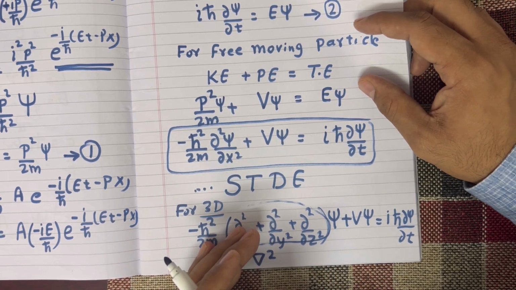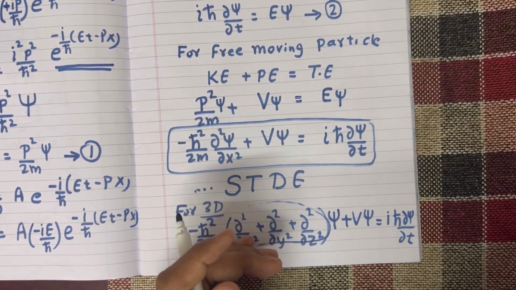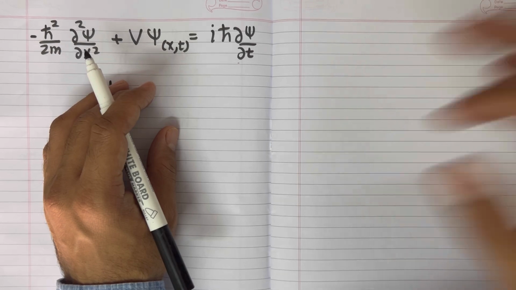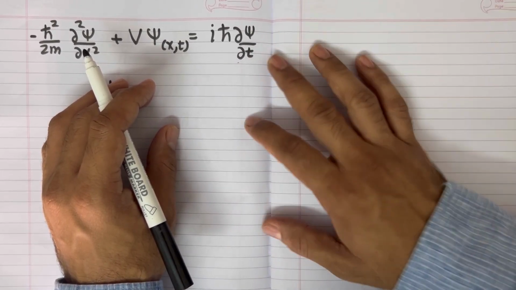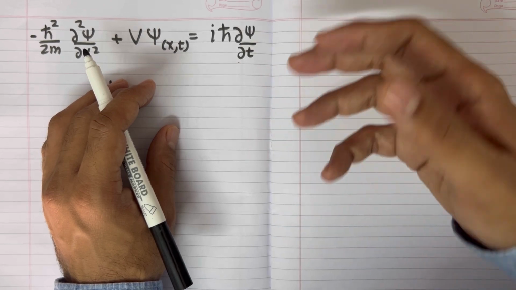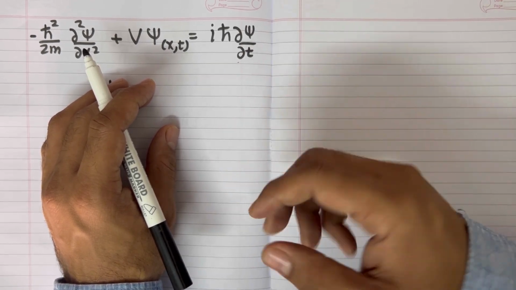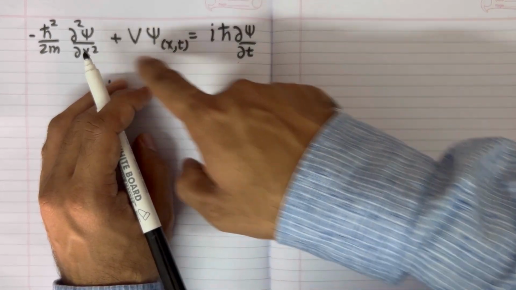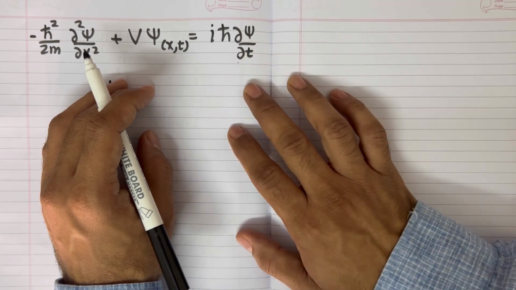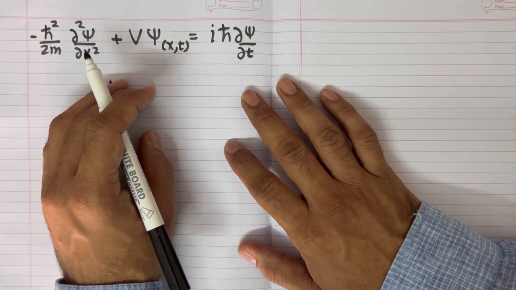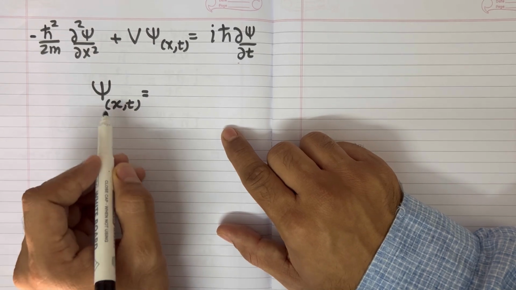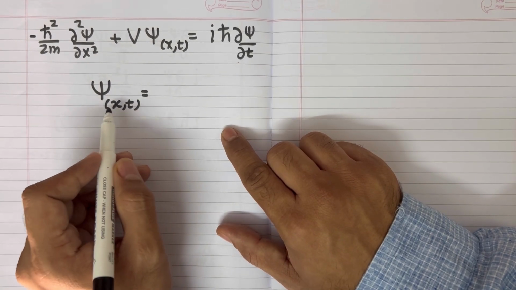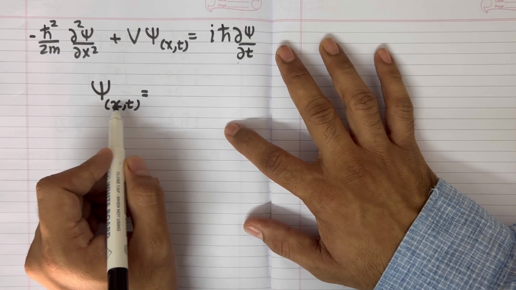Now we'll derive Schrodinger's time-independent equation. Okay, so let's derive now Schrodinger's time-independent equation. To derive the time-independent equation, we have to start with Schrodinger's time-dependent equation only. So this is the time-dependent equation that we just derived. Now in this equation, this psi, the wave function, depends on 2 variables, x and t, position and time. It depends on x and t both.